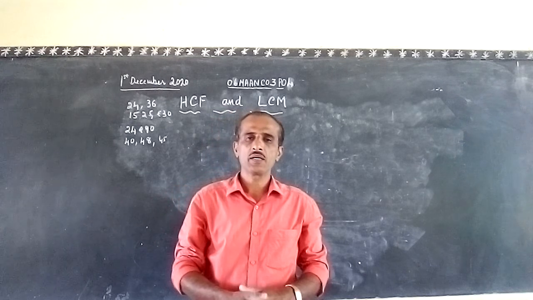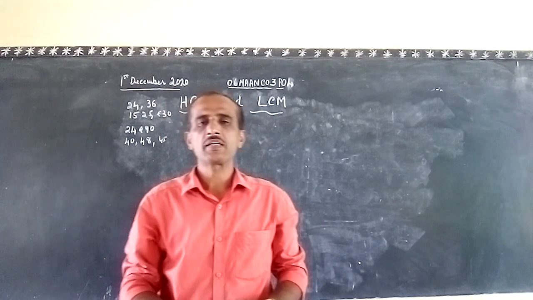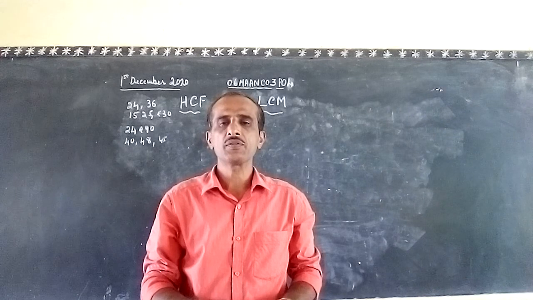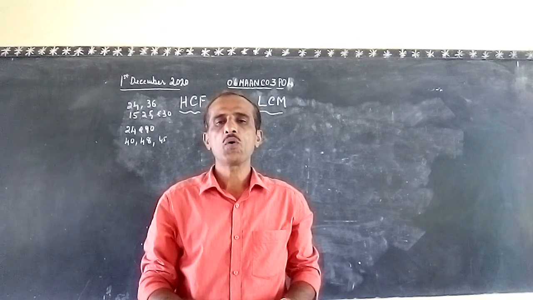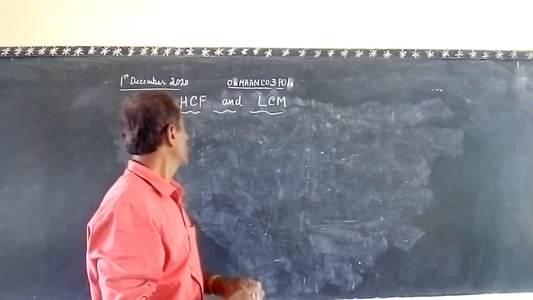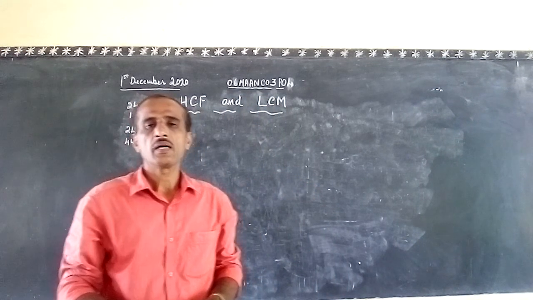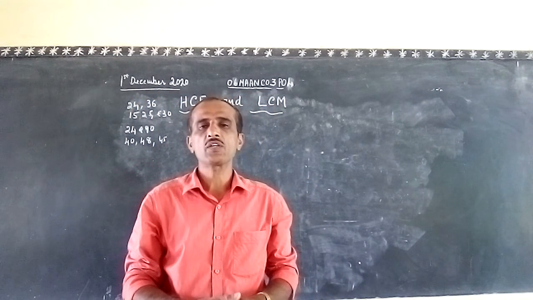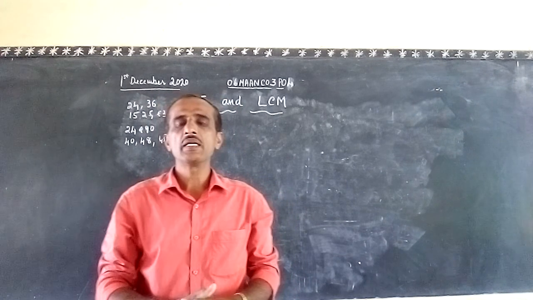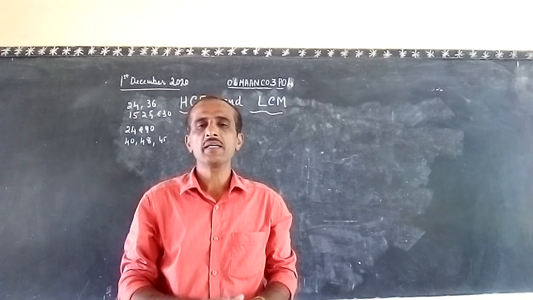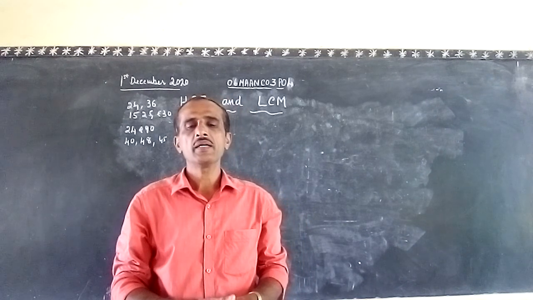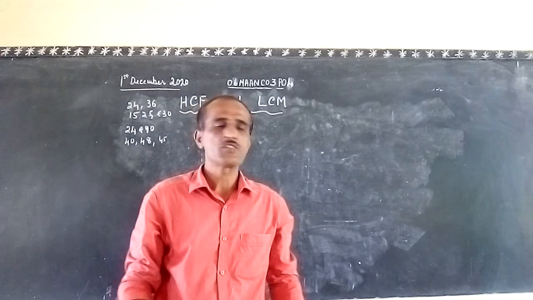In the last video we have seen about prime factorization of a given number, how to find the prime factors of the given number, and co-prime numbers also. Today we will take a chapter: HCF, highest common factor, and LCM, least common multiple. Highest common factor HCF and least common multiple LCM.